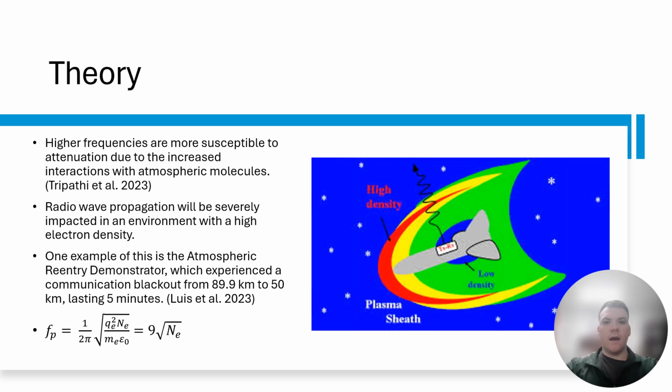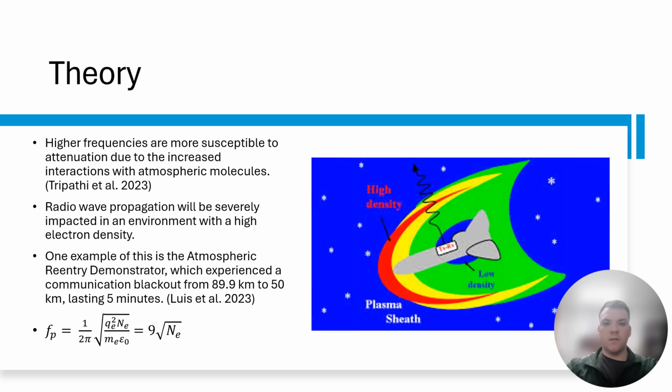Traditionally understood, the higher frequencies are more susceptible to attenuation due to their increased interactions with atmospheric molecules. Radio wave propagation will be severely impacted in an environment with a high electron density. One example of this is the atmospheric reentry demonstrator, which experienced a complete communication blackout from 90 kilometers to 50 kilometers, lasting about 5 minutes.